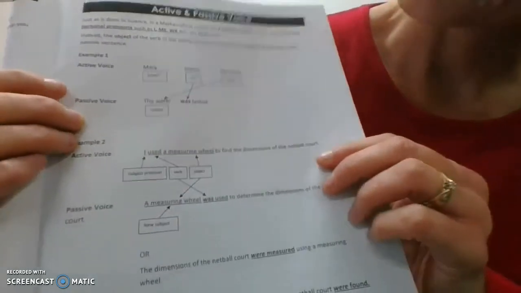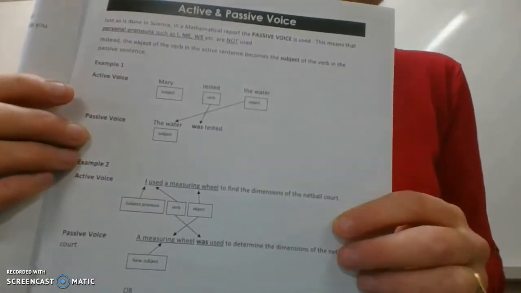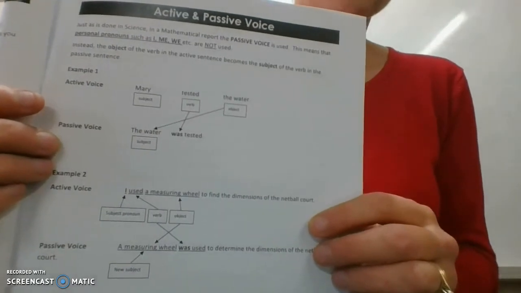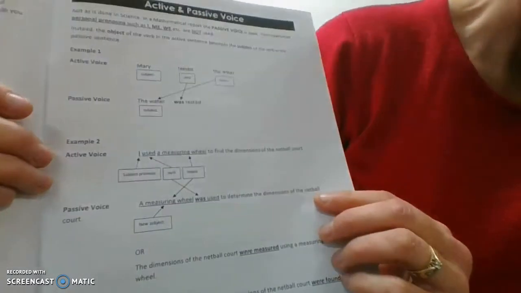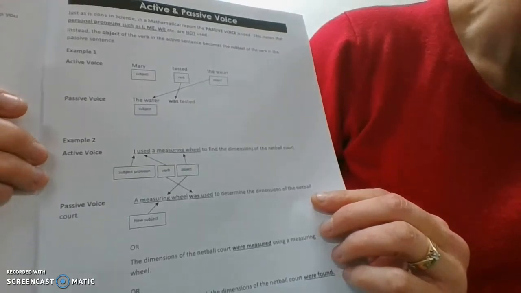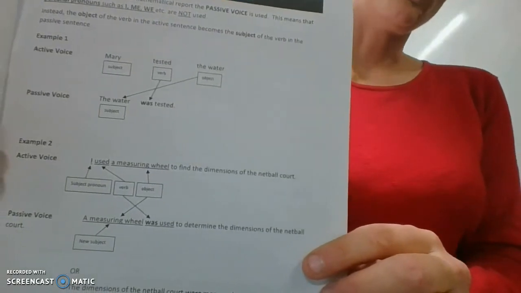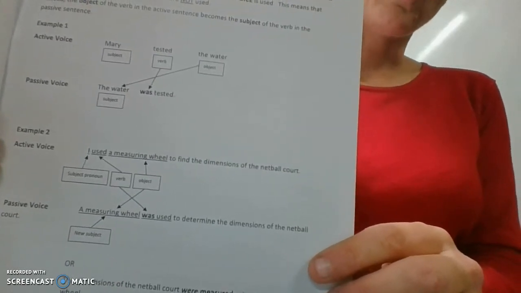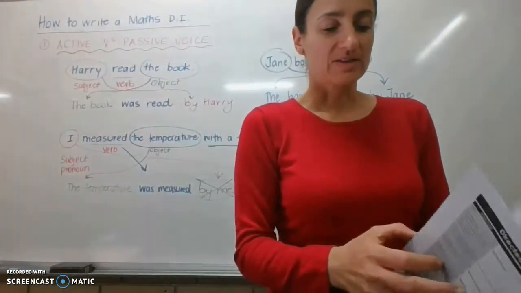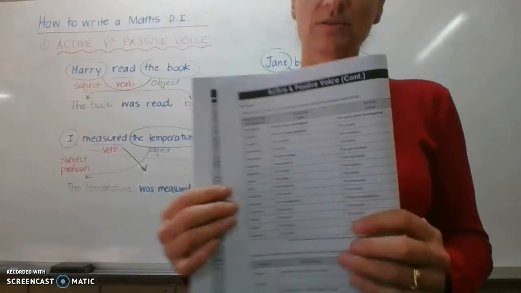In the second example, we have I used a measuring wheel to find the dimensions of the netball courts. What's important here is not who found the measurements. What's important is that somebody did. And so we have in our passive form, a measuring wheel was used to determine the dimensions of the netball court. There's no I, there's no he, she, we, you, or they. There is no subject pronoun in that sentence. That's what makes it more formal, and that's what makes it passive.